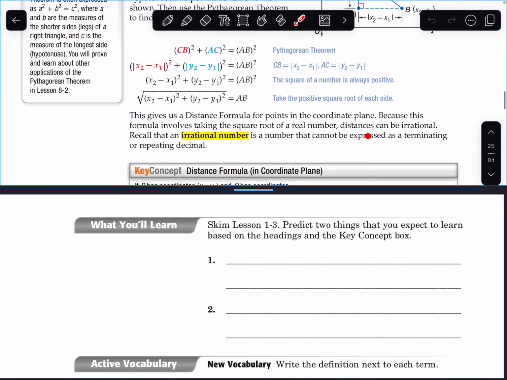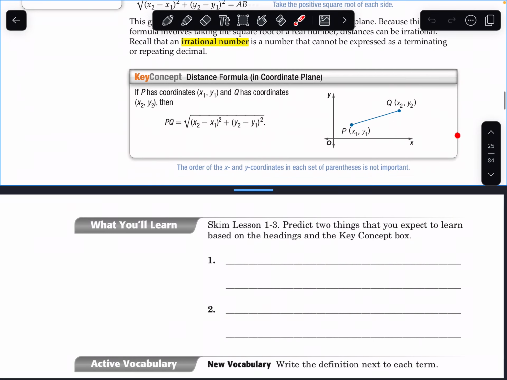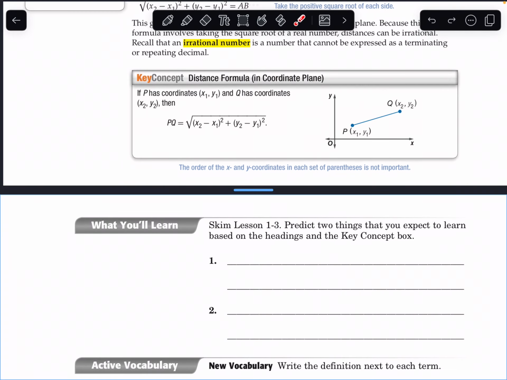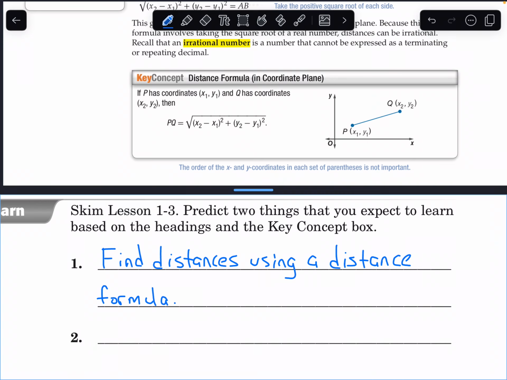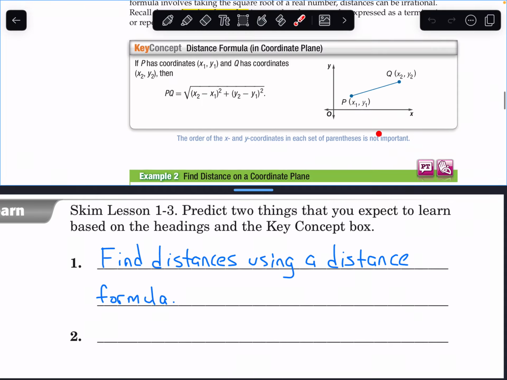And there's some new terms there. Key concept distance formula in coordinate plane. So let's summarize here. I already see we will probably find distances using a distance formula. Okay, let's see what else we can find.